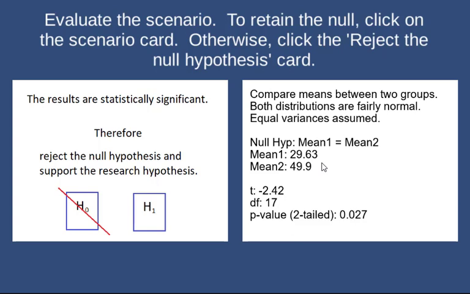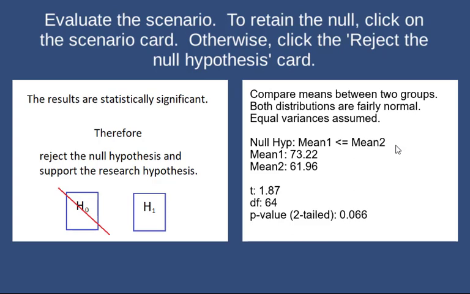So we take a look at the t-test statistic. It's a negative 2.42. That's looking pretty good. We go down to degrees of freedom, 17, and the p-value for a two-tail test is 0.027. This is a two-tail test, so we know that 0.027 is less than or equal to our alpha level 0.05. We will reject the null.